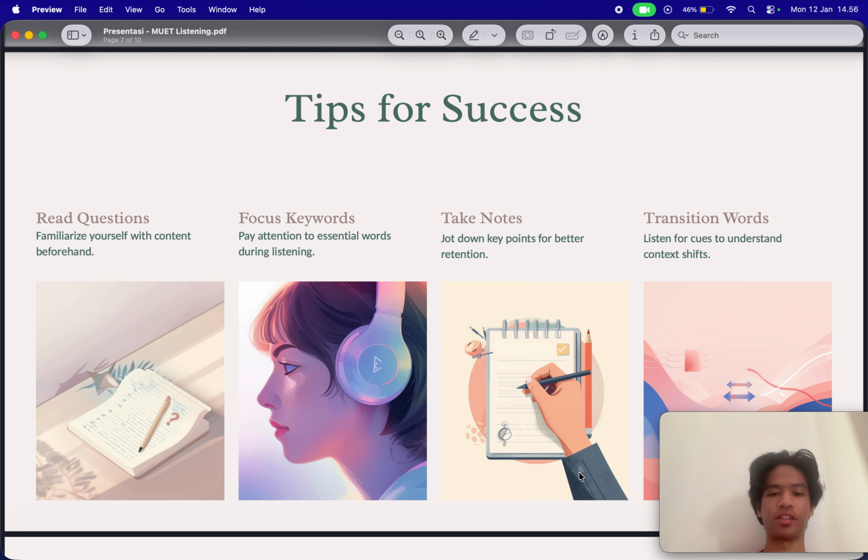Finally, after the second listening, review your answers carefully and make any necessary changes. Using these strategies can improve both accuracy and confidence during the test.